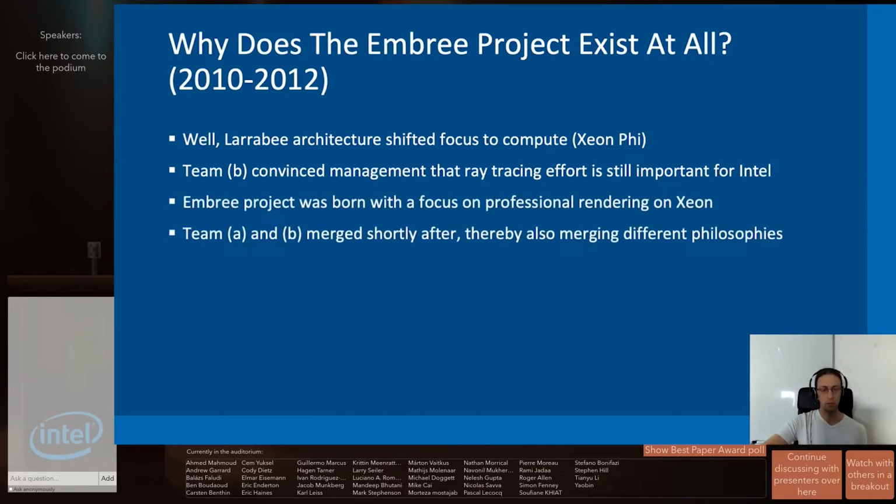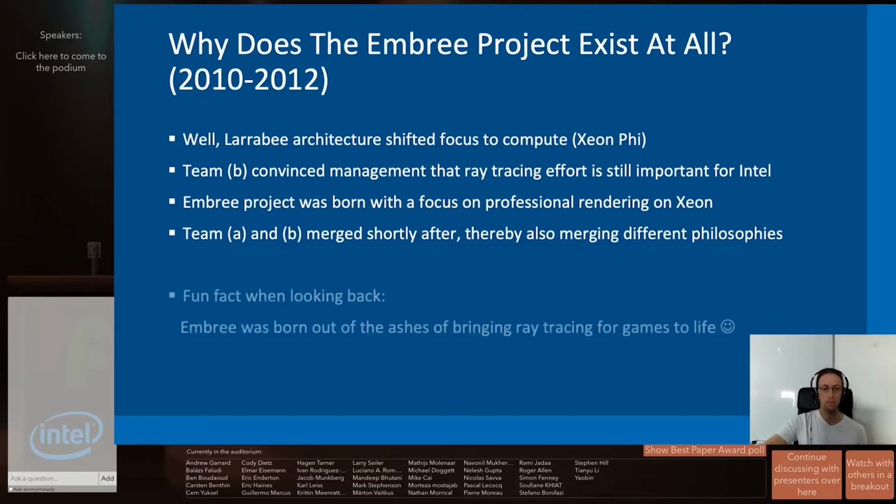So this was the point in time when the Embree project was born, with a clear focus on professional rendering on Xeon. And a little bit later, the two teams actually merged, right? And thereby also merged the different philosophies. And in retrospect, this was one of the very good things that happened to Embree, to have a good mixture of people with different philosophies. And in retrospect, you can say that Embree was essentially born out of the ashes of bringing ray tracing for games to life, which I found pretty funny.